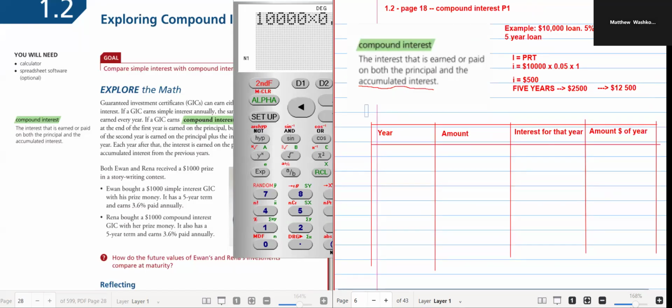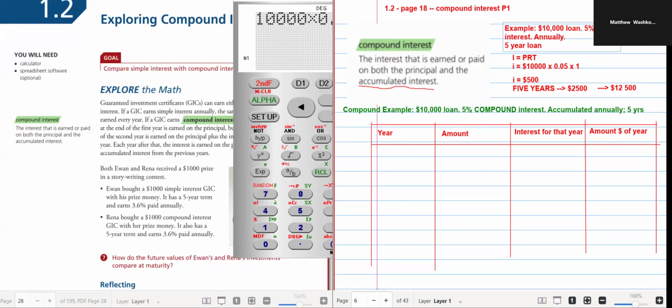So let's change our text color here to green. Why not? So let's assume, here's a compound example, a $10,000 loan. It's 5% compound interest. Look at that compound word there, it's important. It's accumulated annually, and it's 5 years. So it's the exact same thing as above. The only difference here is the loan is now compound instead of simple. And I'm actually going to quickly add a little note that it is in fact simple interest in your other example.